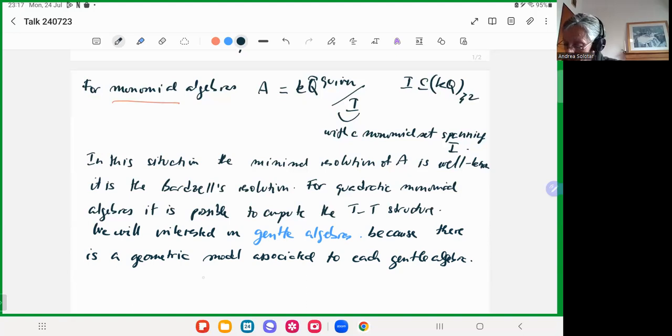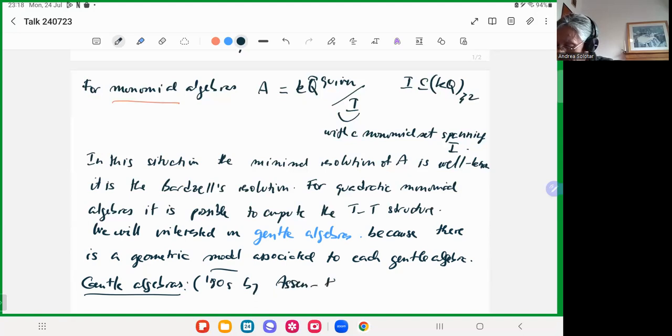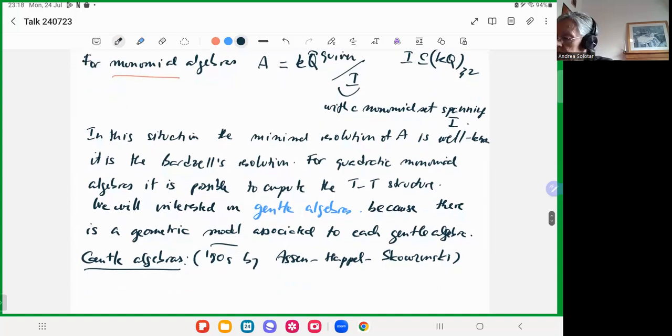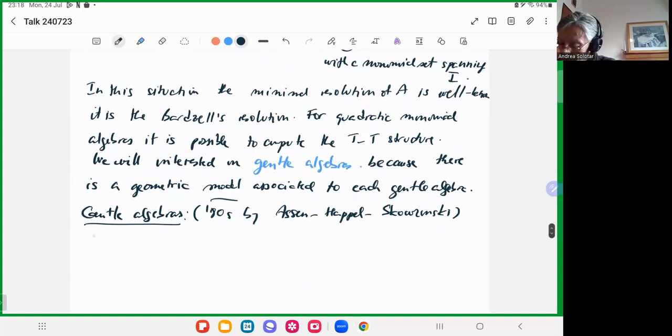Okay. So gentle algebras, very brief definition, and let me recall some things. They were defined in the 80s by Assem, Happel, and Skowronski to study some problems in representation theory. They are tame algebras.